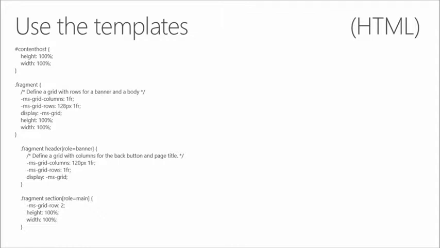And I'm defining fragments with different columns for the rows for the banner or the header and then the body. The next fragment, I'm defining that column for the back button and the page title, and then the rest of it, that fragment that's defined as the section with a row of main, goes in that second row over, second column down, and that's the entire content area. And it uses up 100% of that content area, and whatever content I fill in there will automatically start scrolling and panning for me.